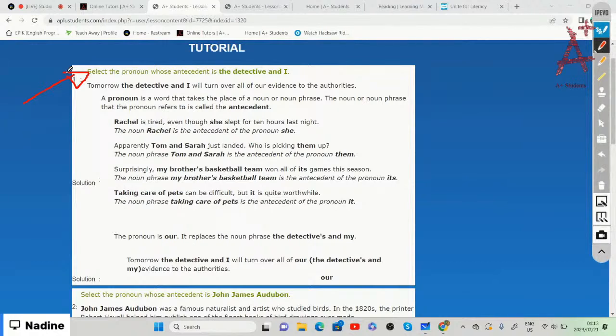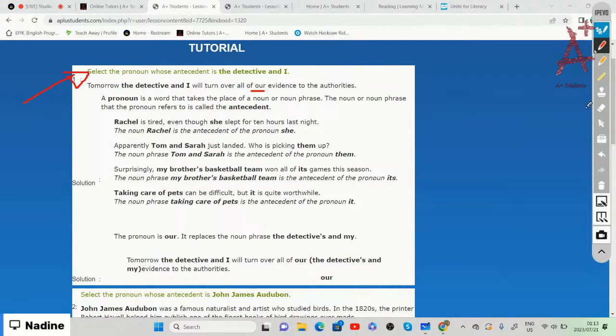So if we select the pronoun whose antecedent is the detective and I, then we can say it is our. Because the detective and I will be handing in our evidence, which means that it is our evidence. So the pronoun is our, and it replaces the noun phrase, which is the detective and I.